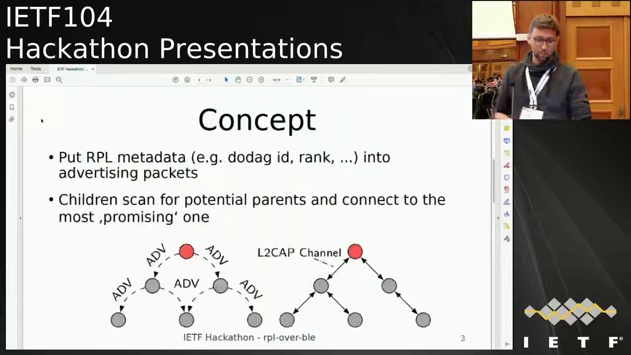So the concept is quite simple. Bluetooth also offers this broadcast domain where Bluetooth nodes send advertising data to each other that can be scanned. And so all we did is take some RPL metadata information like rank and so on and put it into this advertisement data. So nodes can, based on the advertisement data they receive, make decisions on who to connect to. In our case, we decided to have the strategy that nodes simply decide their parent, so they only connect to their parent actively.